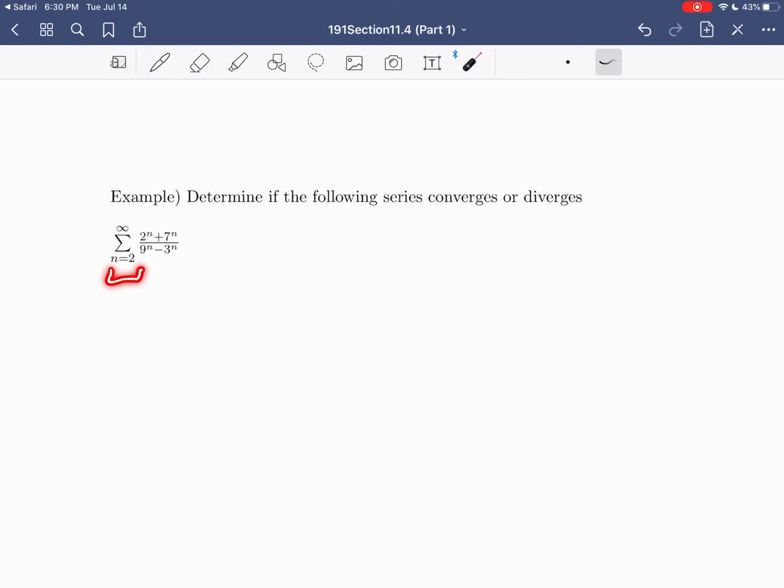Sum from n equals 2 to infinity of (2^n + 7^n) over (9^n - 3^n). Now, this, of course, is not going to be similar to a p-series, but we can use the same logic. We can say that this should be roughly the same. Clearly, up top, the 7^n is going to matter a lot more than the 2^n. And in the denominator, sure, you're subtracting 3^n, but the 9^n is going to be so much more important.